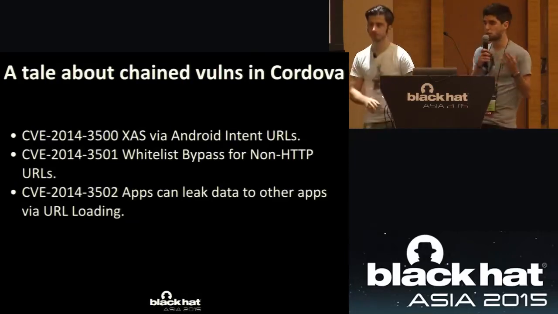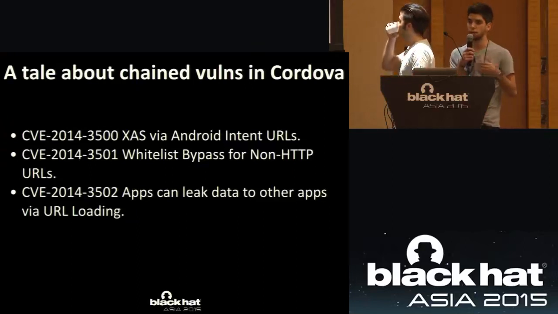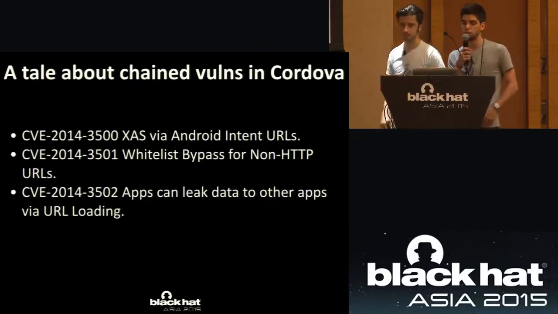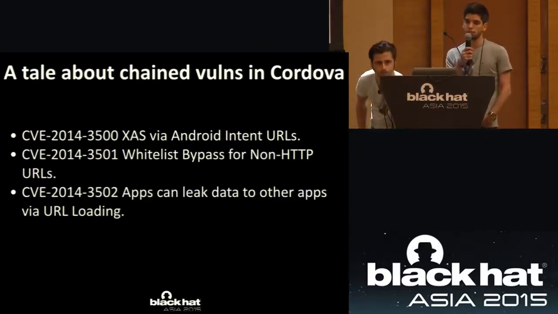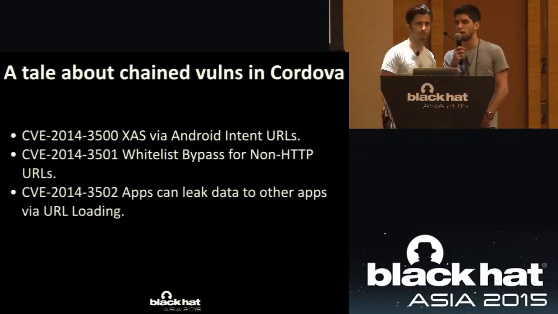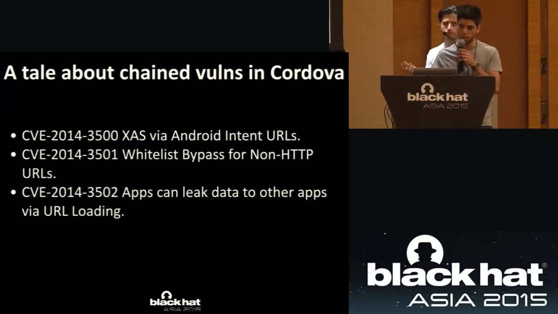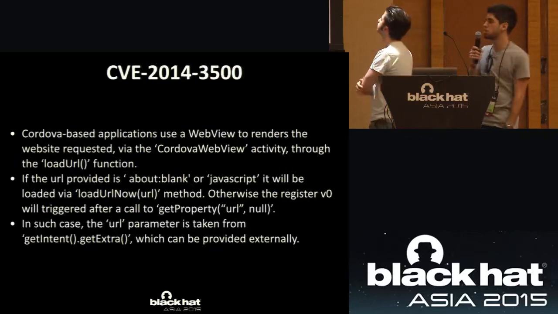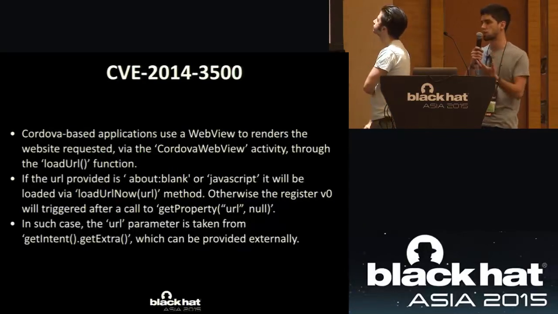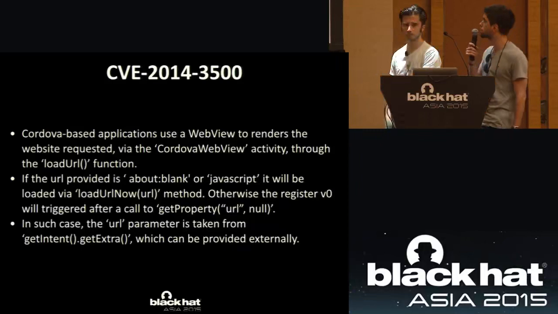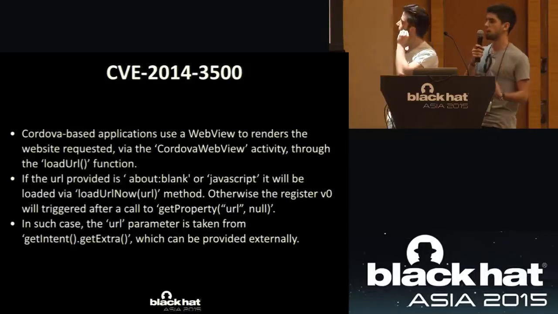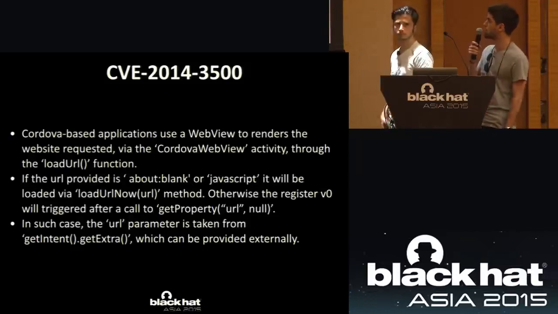Everything started with a cross-application scripting in Android intent URLs. Then it goes through a whitelist bypass for non-HTTP methods. And right after that, it is possible basically to perform leakage of information against other applications through URL loading. So basically, as you may know, Cordova-based applications render the website requested by the user through a WebView component. And the problem with this is that the Cordova WebView activity loads the URL through this function, loadUrl.